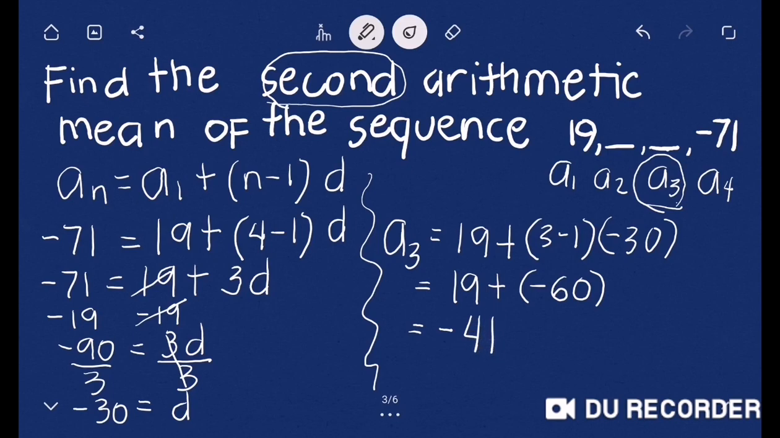So meaning to say, the second arithmetic mean of the sequence, or the value of the third term, is equal to negative 41. Okay. So pwede rin nating makuha yung second term. For us to determine the second term, we can add negative 30 to positive 19 for us to get the second term, and that is equal to negative 11, because 19 plus negative 30 is negative 11. Okay. So that's for our first example.